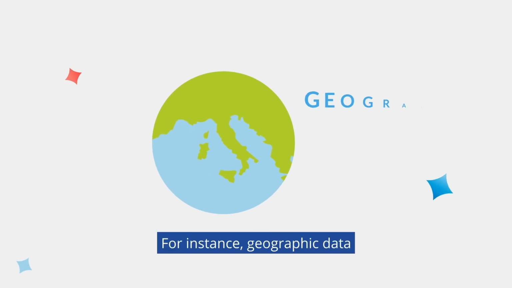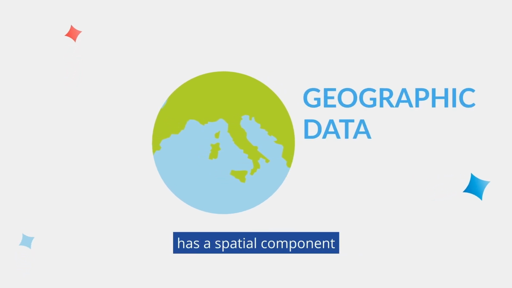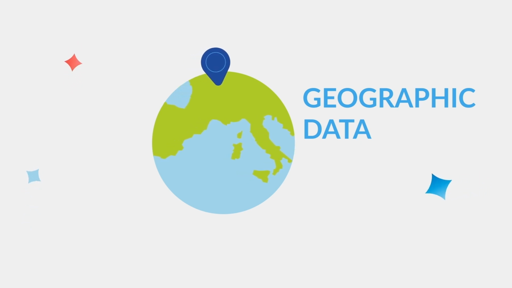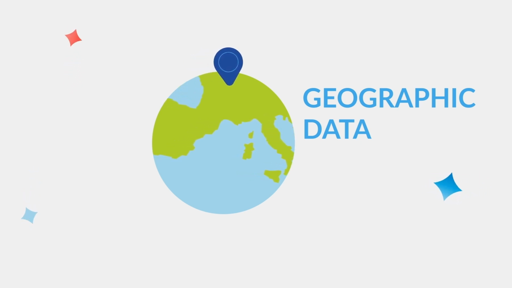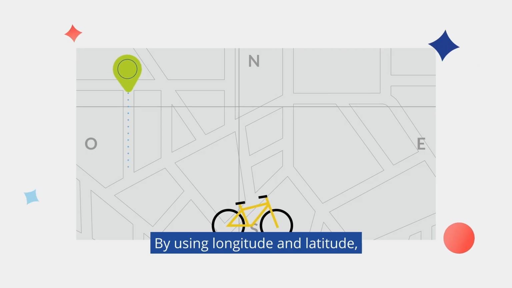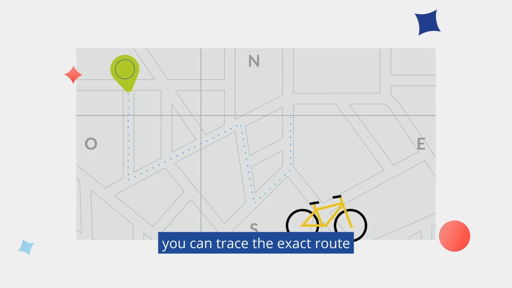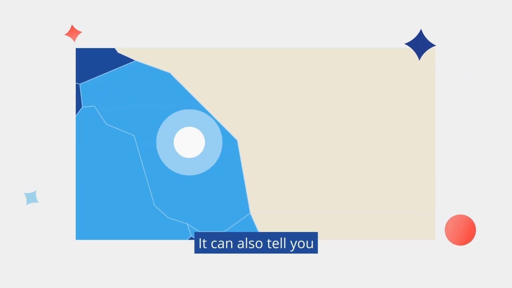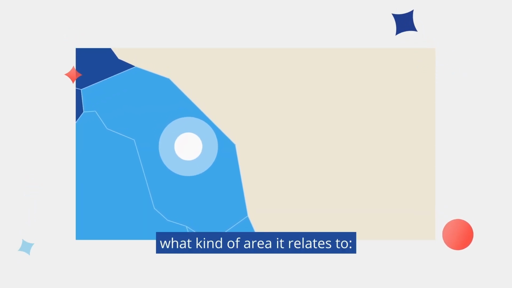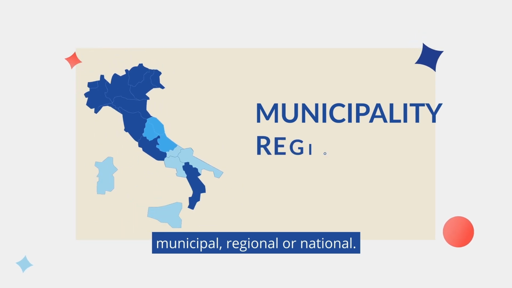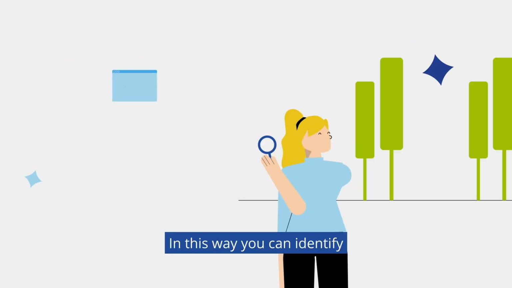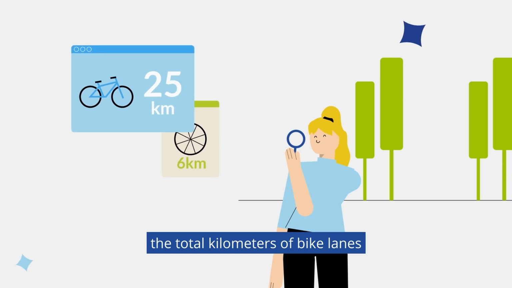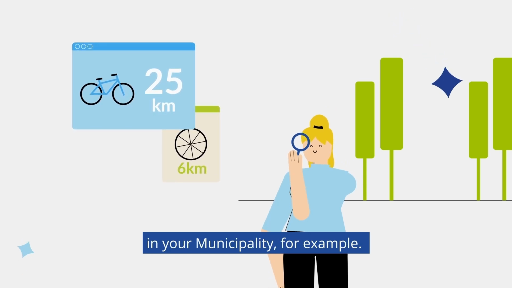For instance, geographic data has a spatial component that lets you pinpoint a phenomenon on a map. By using longitude and latitude, you can trace the exact route of a bike lane. It can also tell you what kind of area it relates to: municipal, regional, or national. In this way, you can identify the total kilometers of bike lanes in your municipality, for example.